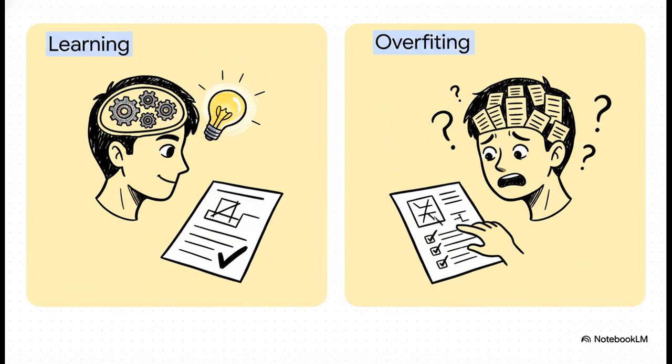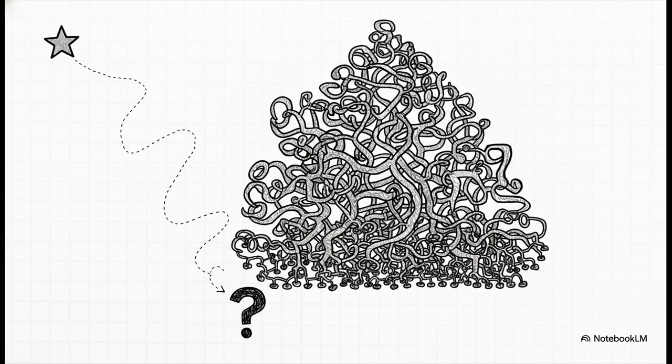A good student, they understand the core concepts. They can take what they've learned and apply it to totally new problems. But a student who is overfitting, all they've done is memorize the exact answers to the practice questions. Sure, they'll ace that specific test, but they'll absolutely fail the second you give them a question that's even a little bit different. And that's exactly what happens with an overfit decision tree.